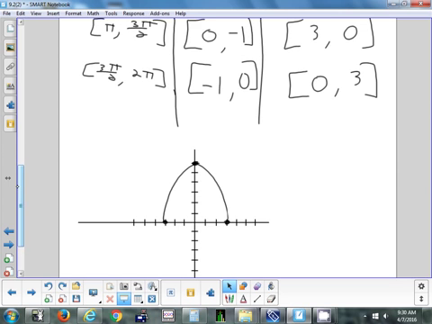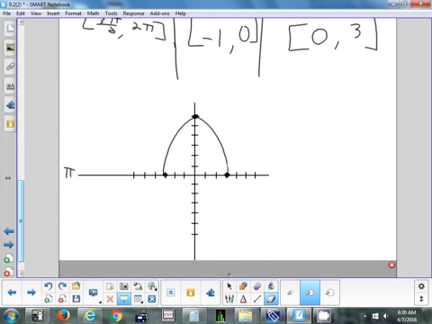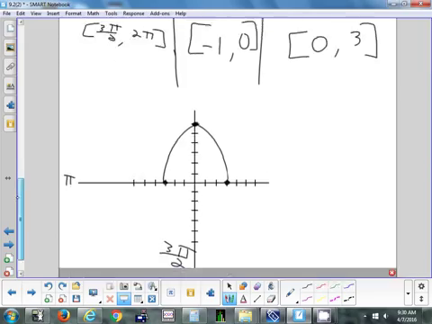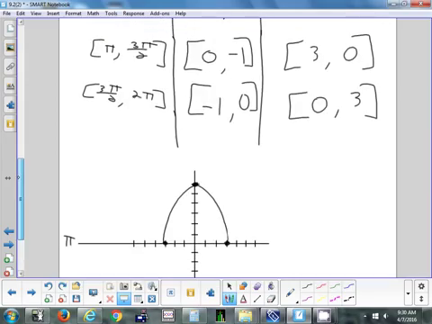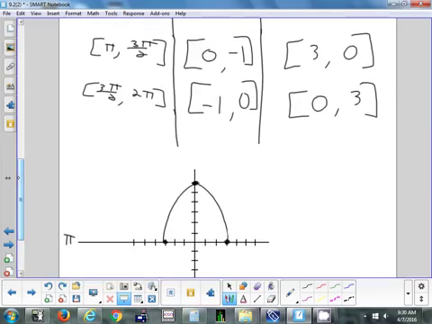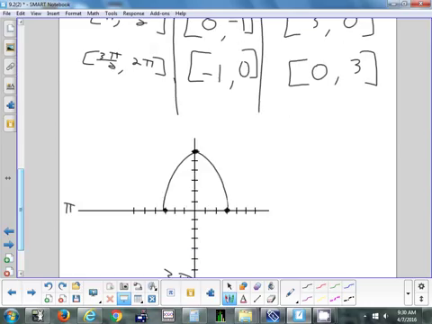Now, as I go from pi to 3 pi over 2, what's happening to my radius in that section? It decreases from 3 to 0. Any question on that? It starts at 3, and it's going to decrease all the way till finally at 270 I hit 0. So basically, you get that.